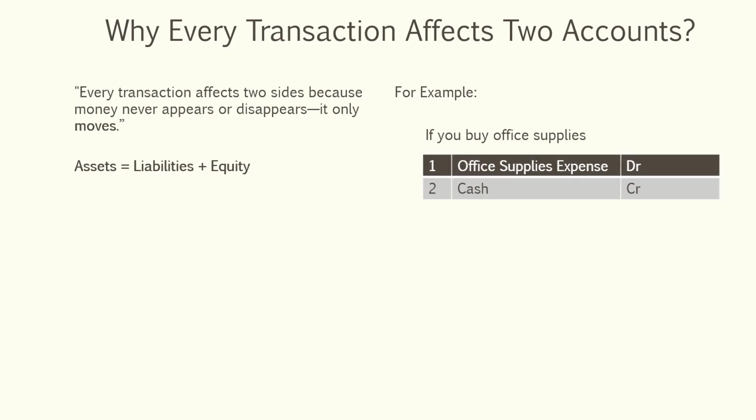This two-account system guarantees that your accounting equation stays balanced. Assets equals liabilities plus equity. Double entry ensures this equation is always true.